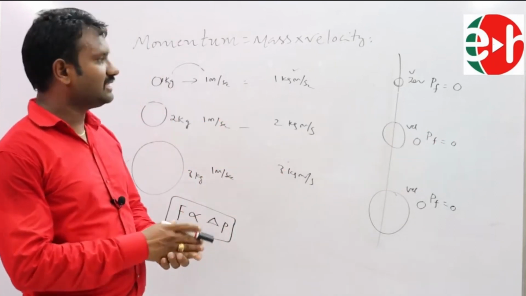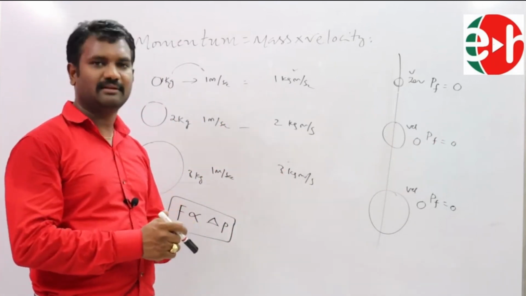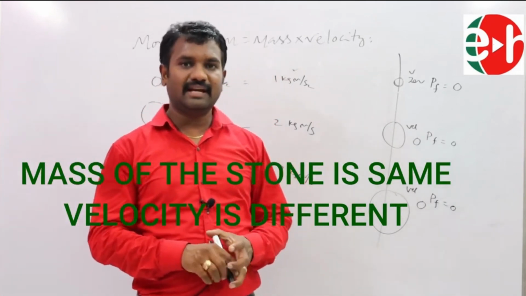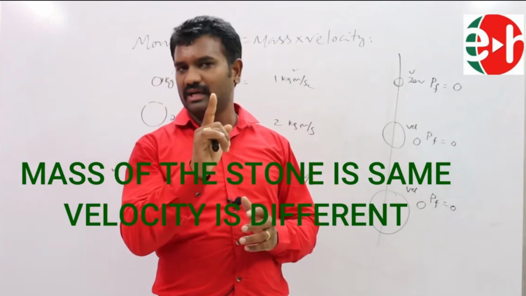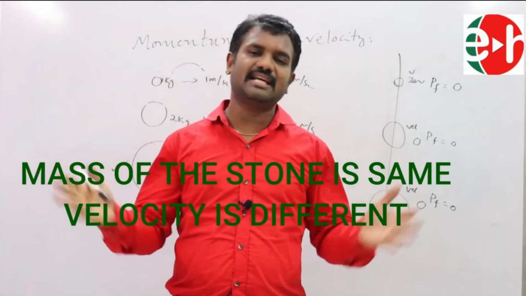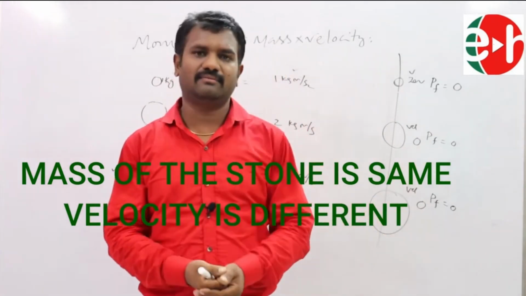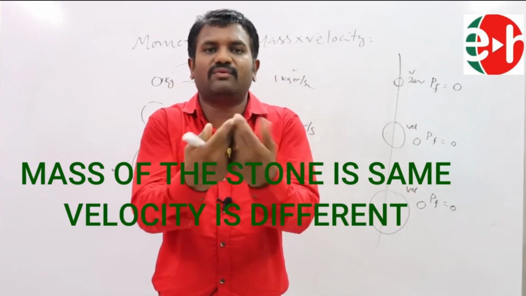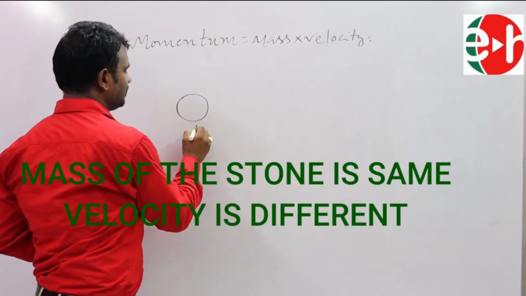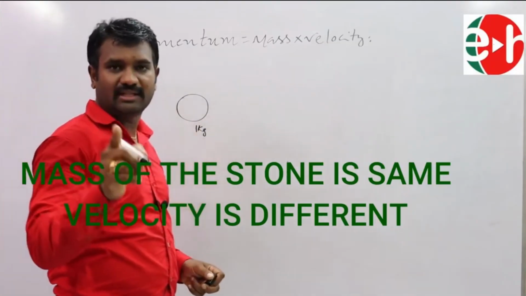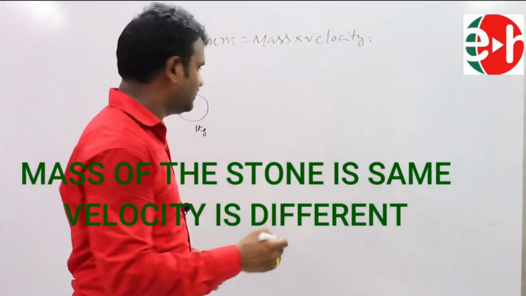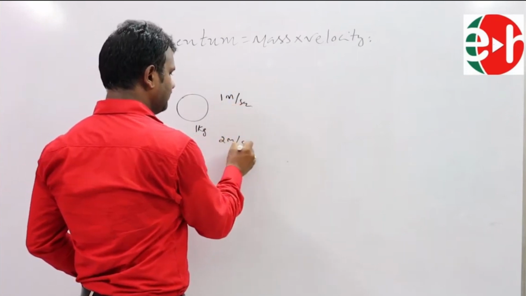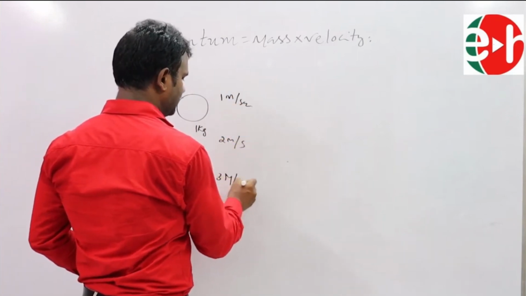And let us take one more example in which the stone is the same, but the velocities with which it hits you are different. Now let us see in which case the stone applies more force on you. Mass 1 kg, but you are throwing this stone with different velocities. For example, 1 meter per second, the same stone, 2 meter per second, the same stone, 3 meter per second.